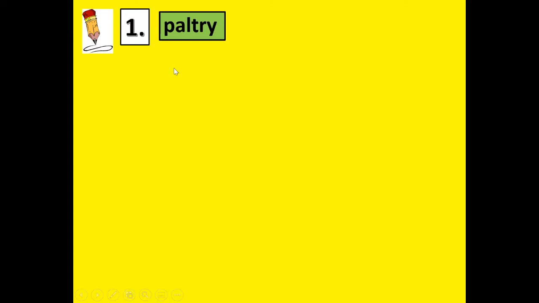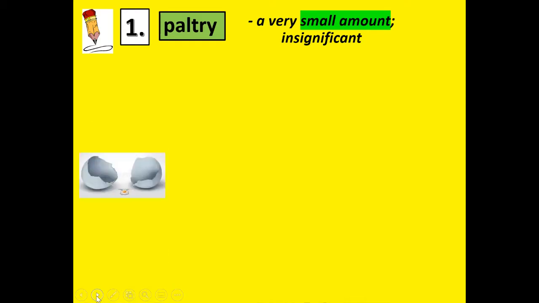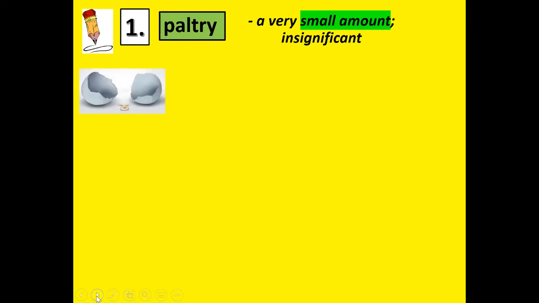Number one, write the word paltry. Paltry is going to be a word to describe Bud. So you could write Bud and an equal sign, and you could write paltry, and you'll see that in the quote. Paltry means a very small amount, insignificant. So here's an example of what paltry might look like.